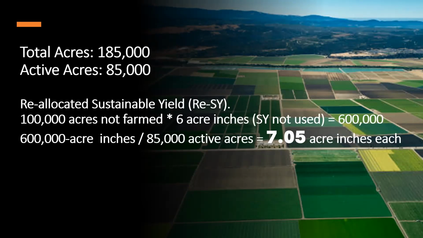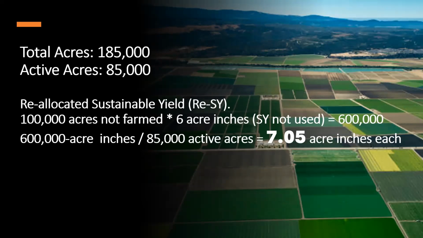Now you have your reallocated sustainable yield. That's the amount of farms that aren't farmed, right? So you've got 185,000 that are total acreage and only 85,000 are farmed. That means you have 100,000 that aren't farmed times the 6 acre inches, as we got in the past equation. You have 600,000 acre inches available. Divide that into the 85,000 that are actively farmed. You end up with 7.05 additional acre inches to work with as a farmer.